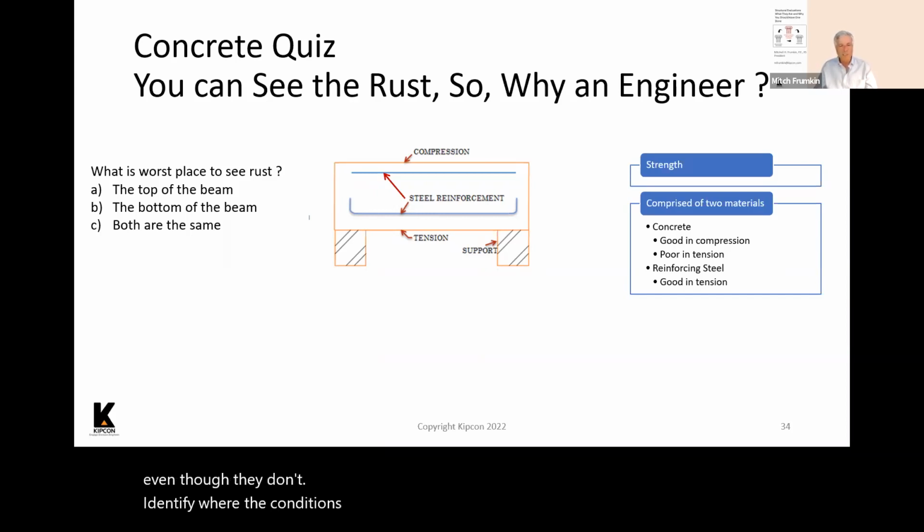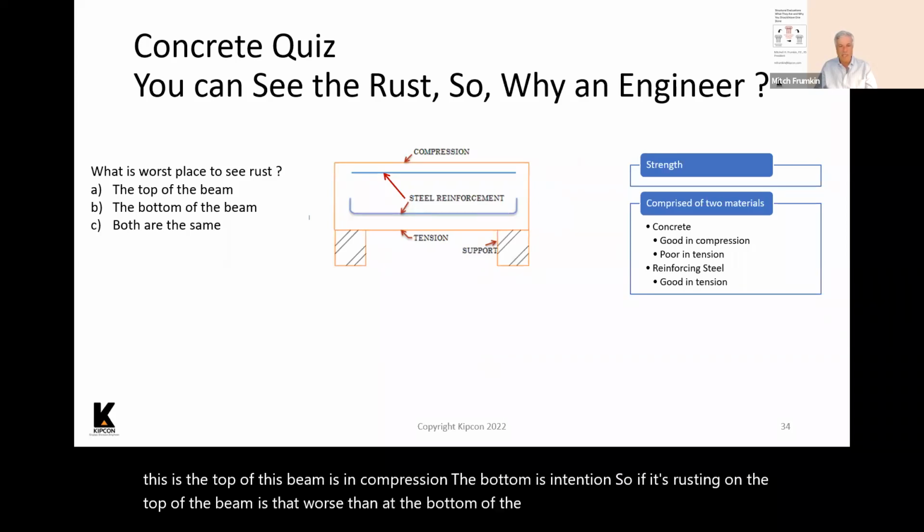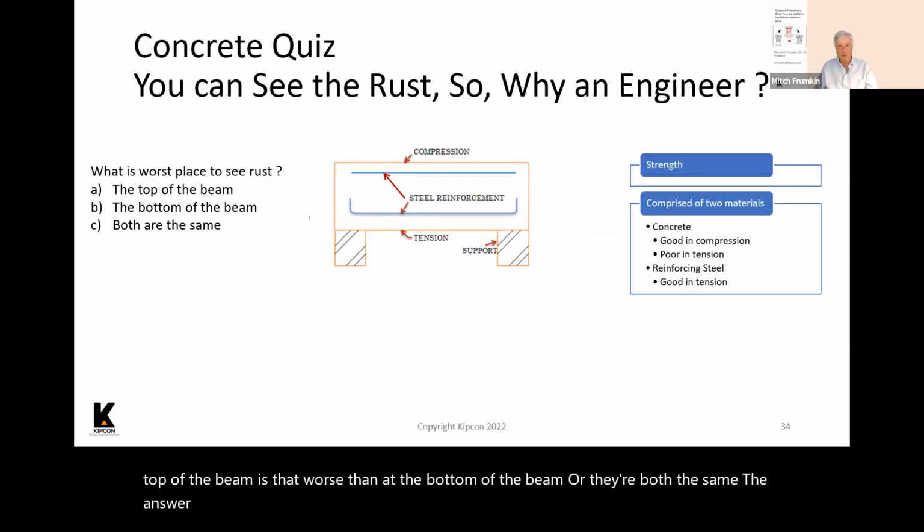What is the worst place to see rust? All right, now the key to this is the top of this beam is in compression, the bottom is in tension. So if it's rusting on the top of the beam, is that worse than at the bottom of the beam, or are they both the same? The answer to the question, I hope you all got this, is pretty clear: the concrete is not good in tension.